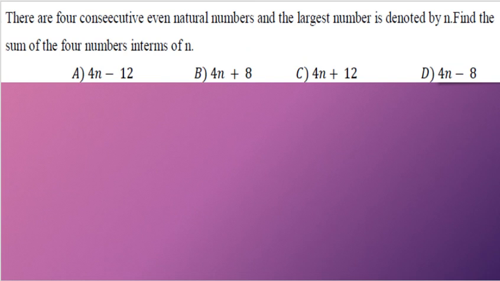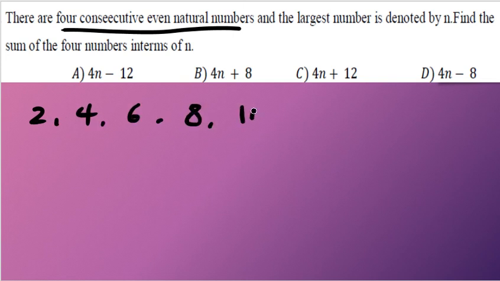Next question. It says 4 consecutive even natural numbers. What does consecutive mean? Consecutive means one after another. So even natural numbers that are consecutive are like 2, 4, 6, 8, 10. After 2, what is the next even number? Obviously 4, not 6. After 4, 6. After 6, 8. That's the pattern. If they are consecutive, that's the way to do it.